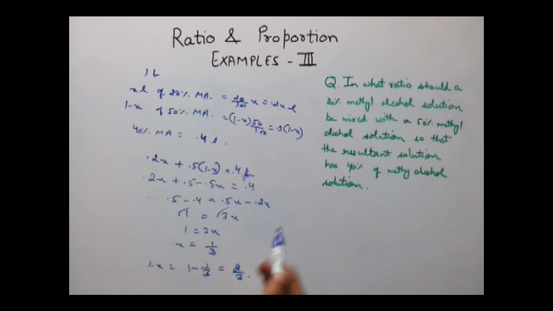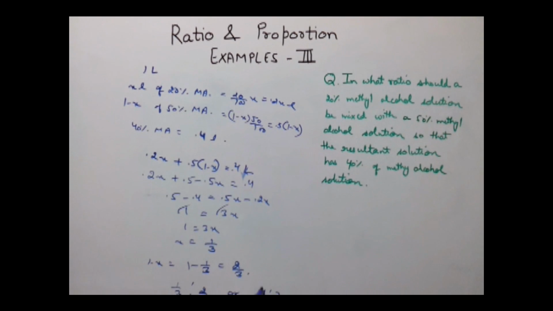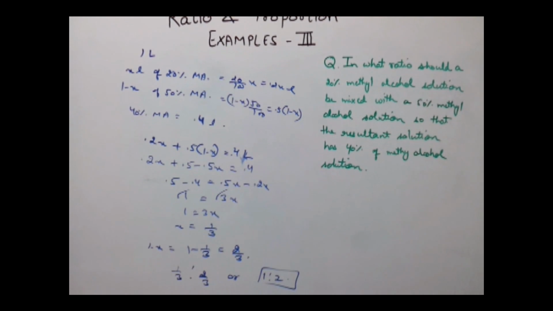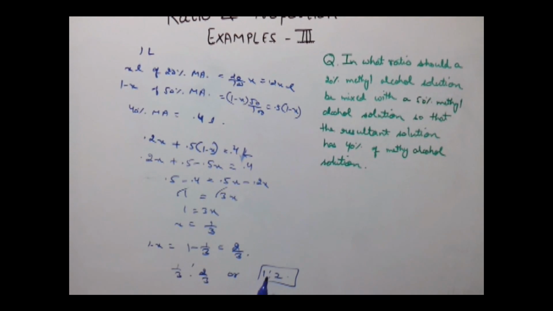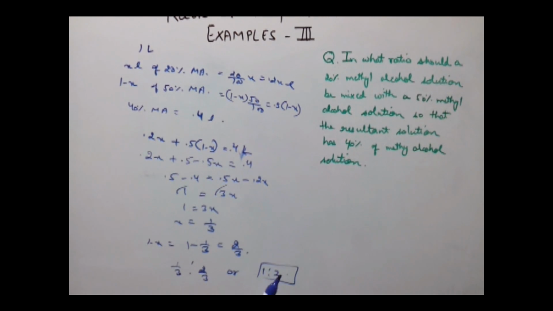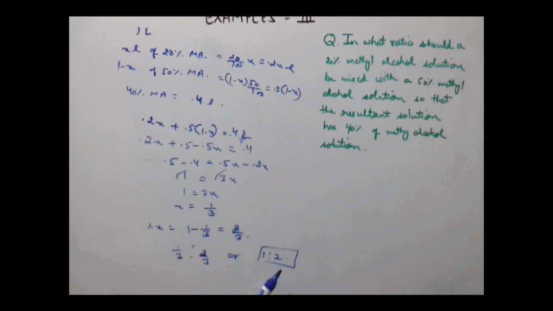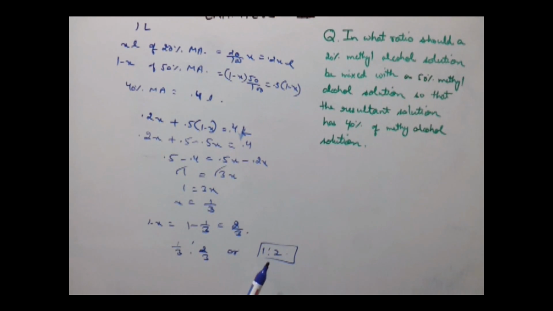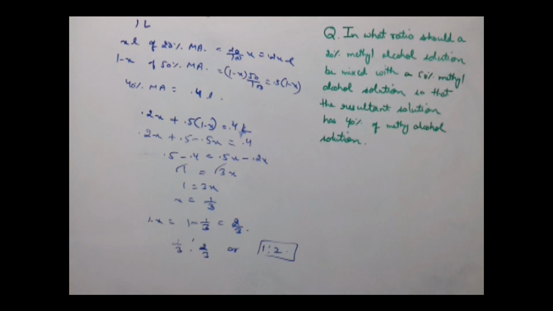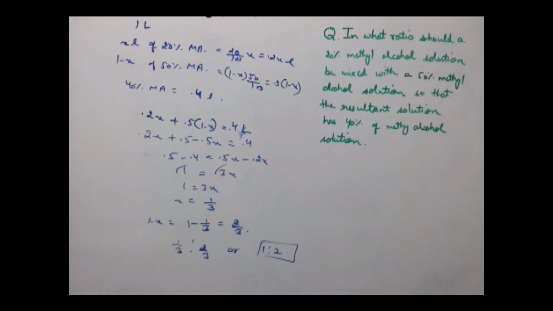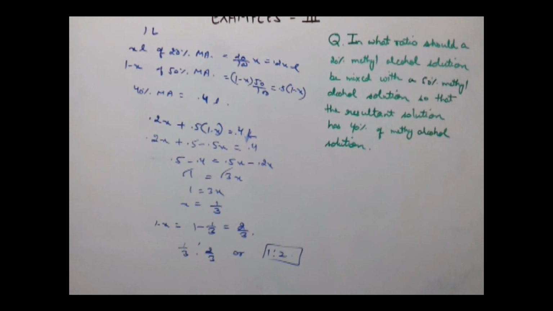So the ratio is 1 by 3 ratio 2 by 3, or say 1 ratio 2. So the actual result is this. This means that 1 part of 20% methyl alcohol should be mixed with 2 parts of 50% methyl alcohol to get a resultant solution which has 40% methyl alcohol. Now let's have another example.